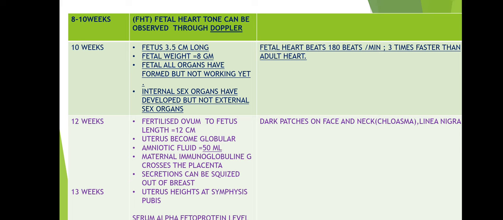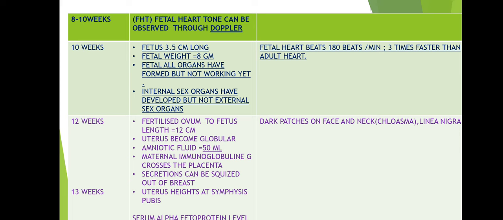Maternal immunoglobulin G crosses the placenta. Most of the time there is a question, at which weeks the maternal immunoglobulin G crosses the placenta, then it is at 12 weeks. In physiological changes, there are dark patches on the face and the neck, that is chloasma and linea nigra. Chloasma means patches you can see on the cheeks and forehead of the mother. It is a pregnancy sign, and it is due to hormonal changes. Linea nigra is a dark vertical line that appears on the skin of the stomach of the pregnant lady. It is a hairy line.